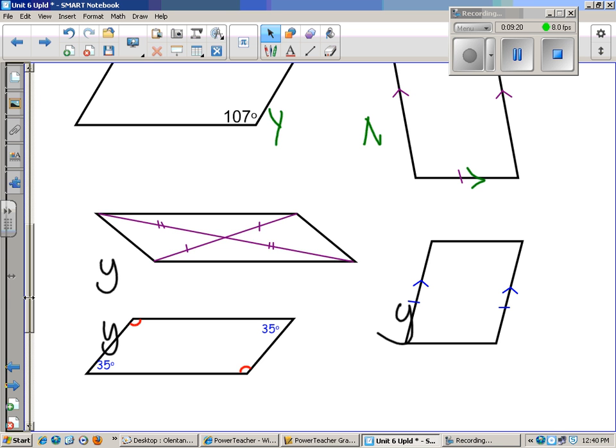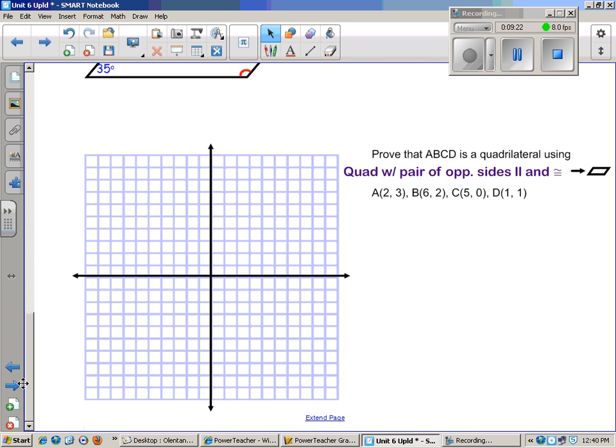Okay. All right. Second to last thing we're going to do is prove that something's a parallelogram on a coordinate proof. So that means we're going to have calculations, a statement about those calculations, some more calculations, another statement, and then a summary.